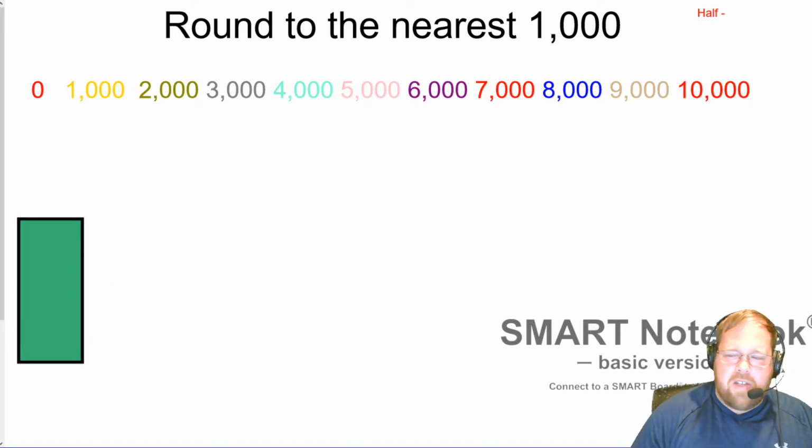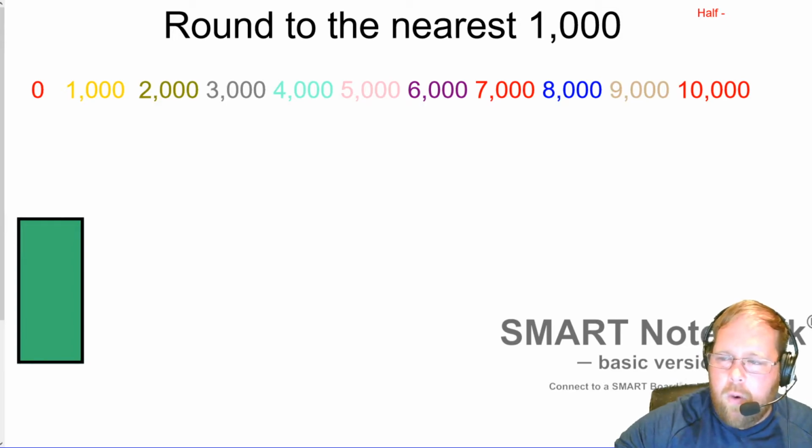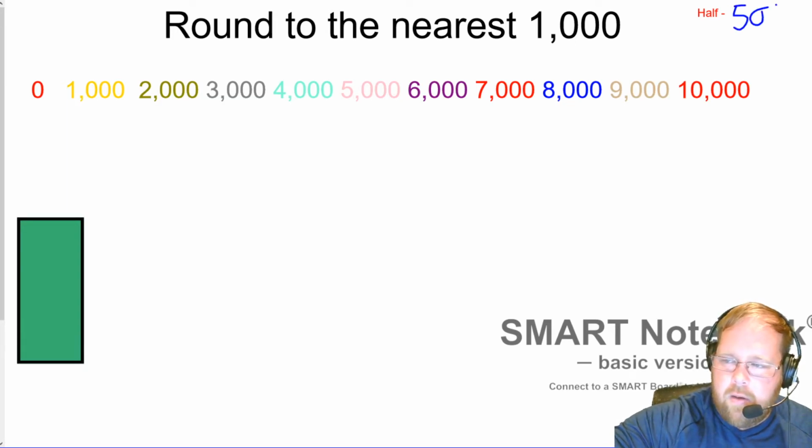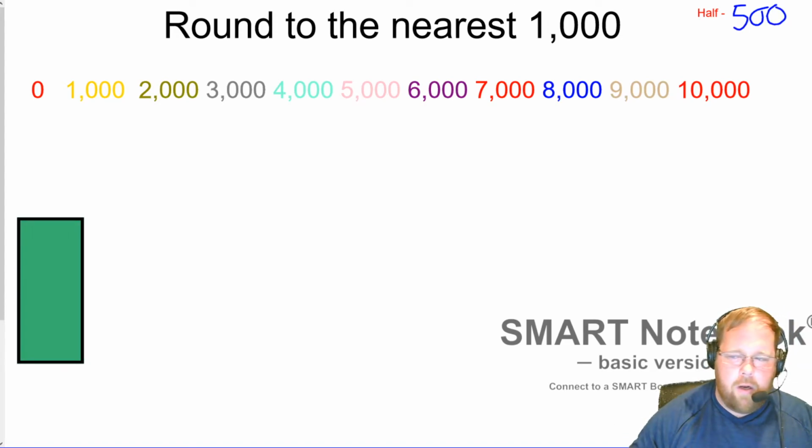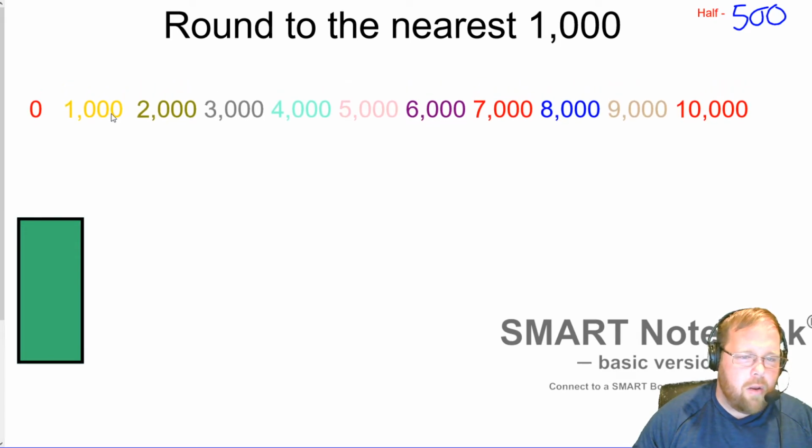All right. So round to the nearest 1,000. We're going to move a little quicker. Half of 1,000 is 500. All right. So they are a little bit pushed together, and that's okay. I'm going to move it down a little bit. So half is 500. So 1,500, 2,500 down the middle.